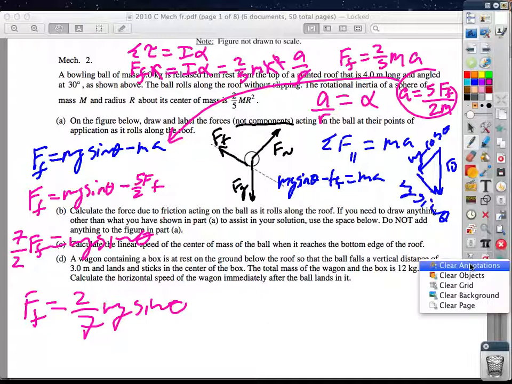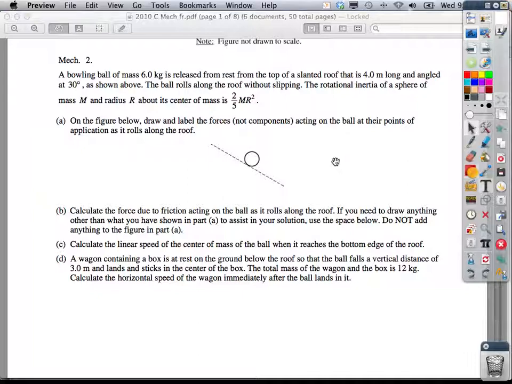Now, let's check and see if that's right. Wrong. That's not.